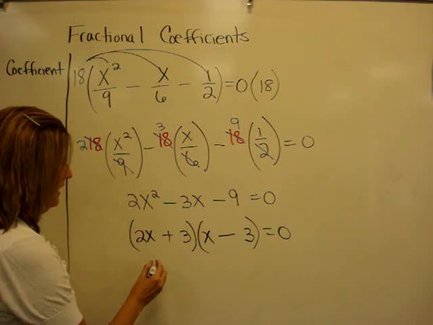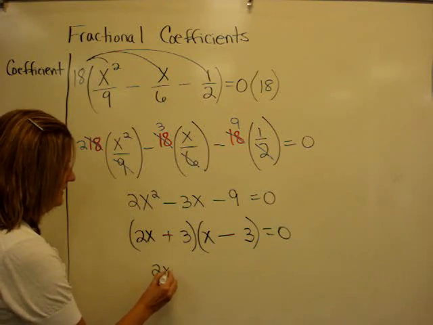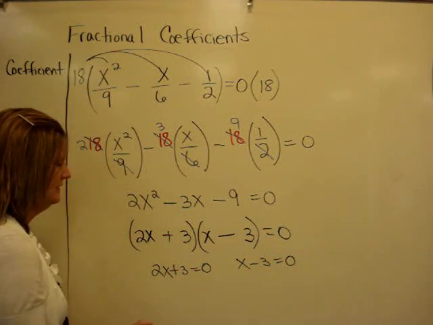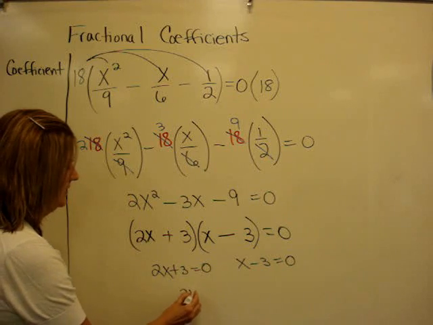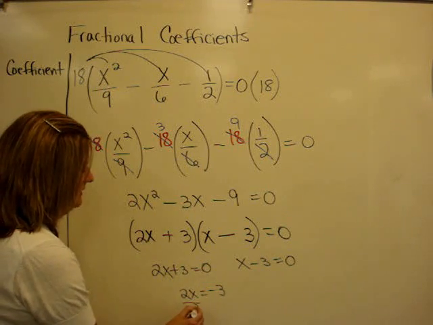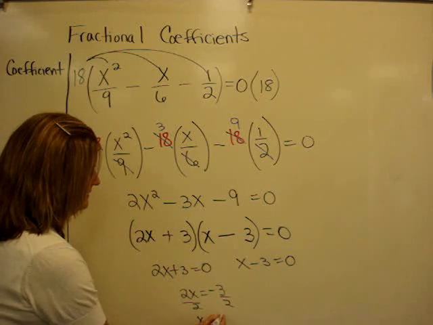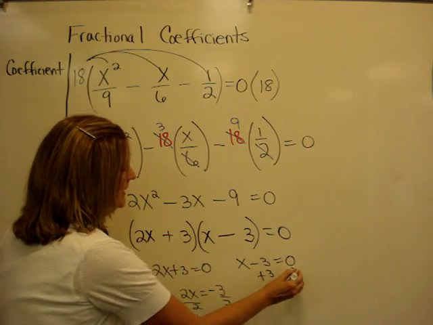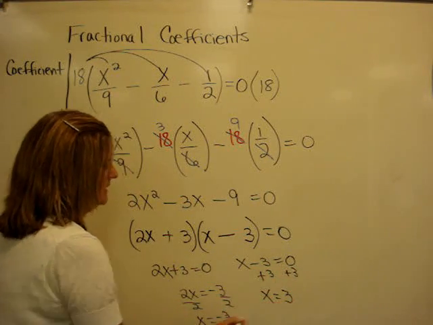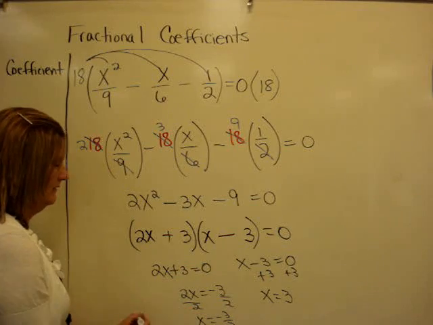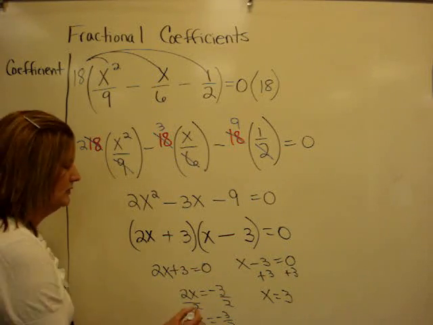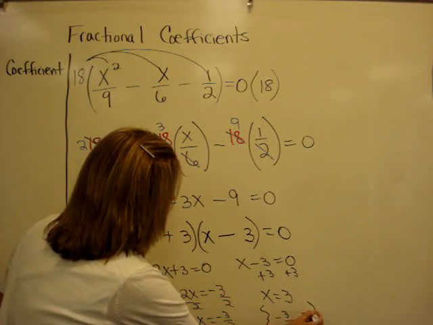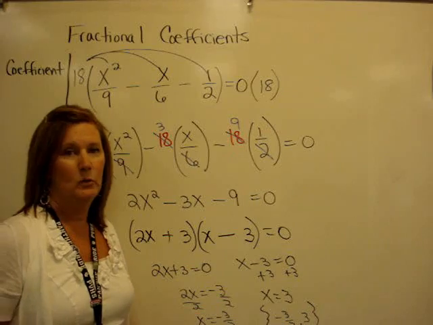Once I factor it, all I have to do is set each piece equal to 0. And this is all stuff that we've already done. And then solve. So I'm going to subtract 3 from both sides. That gives me 2x equals negative 3. Divide by 2, and x equals negative 3 halves. Over here I'm going to add 3 to both sides, and I have x equals 3. So my answer is either negative 3 halves or 3. So I have two possibilities. You put these in set marks. So negative 3 halves and 3. Those are the two things that are actually going to work.